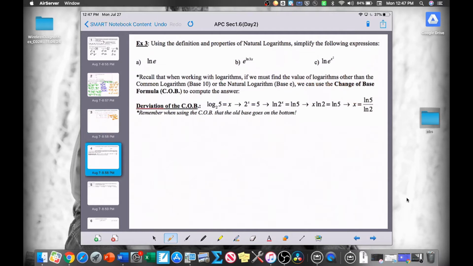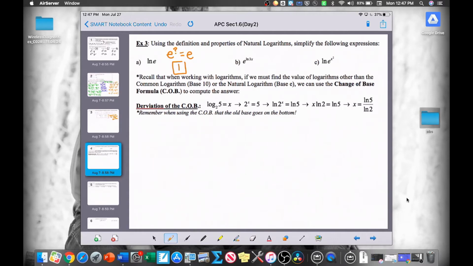Okay, so let's take a look at a couple of simplifying examples where we're going to use those definitions and the properties of natural logarithms to simplify these expressions. I'm going to do the same thing here that I was doing in my previous problems. I am going to look at this in exponential form. So ln, which is log base e of e, in exponential form is just asking us e to what power is e? And of course we know the answer is 1.